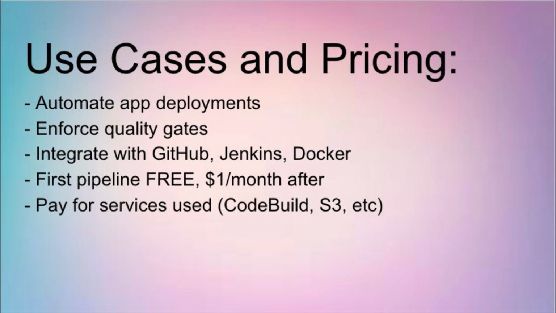For pricing, you pay per active pipeline per month. An active pipeline is one that has at least one code change run through it that month. The first pipeline is free, then it's $1 per pipeline per month after that. You also pay for whatever services that pipeline uses, like CodeBuild minutes or S3 storage, but CodePipeline itself is dirt cheap.